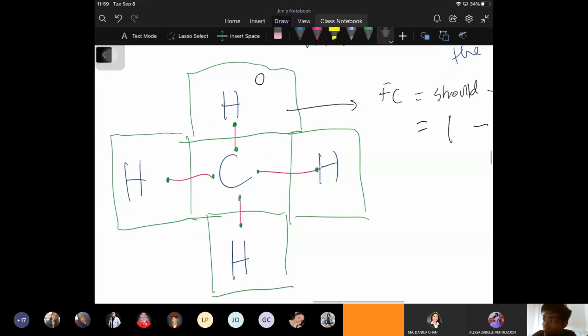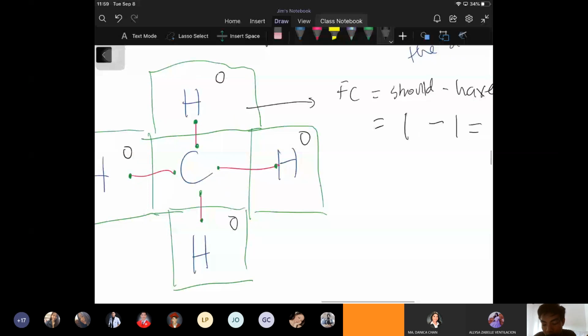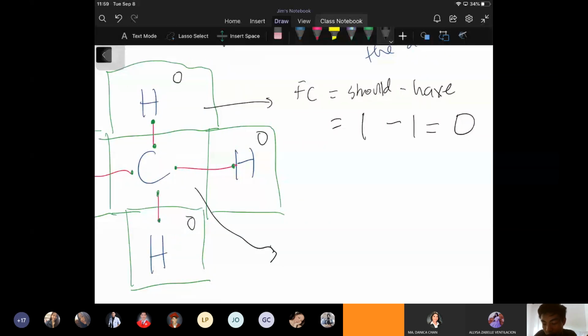And looking at all other hydrogens here, since they all look the same, that means 0 din yung formal charges nila. Okay, so ganun. How about this carbon? Carbon should minus have. Ano yung valence electrons niya? 4. Kasi group 4 siya.